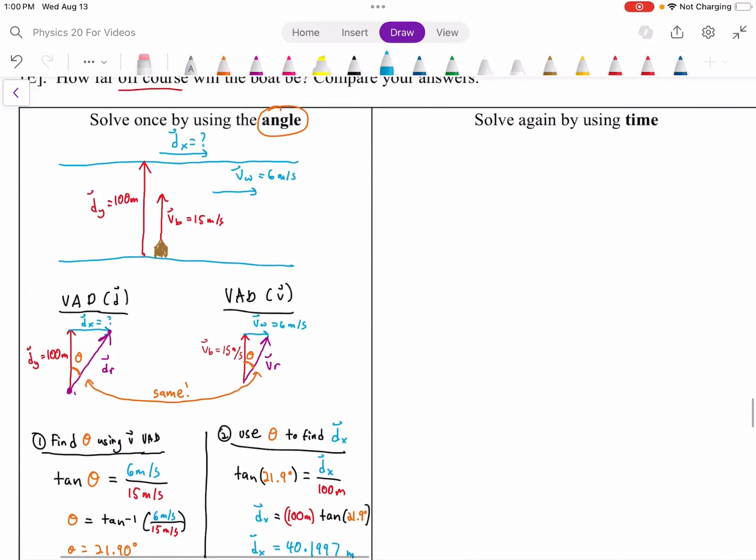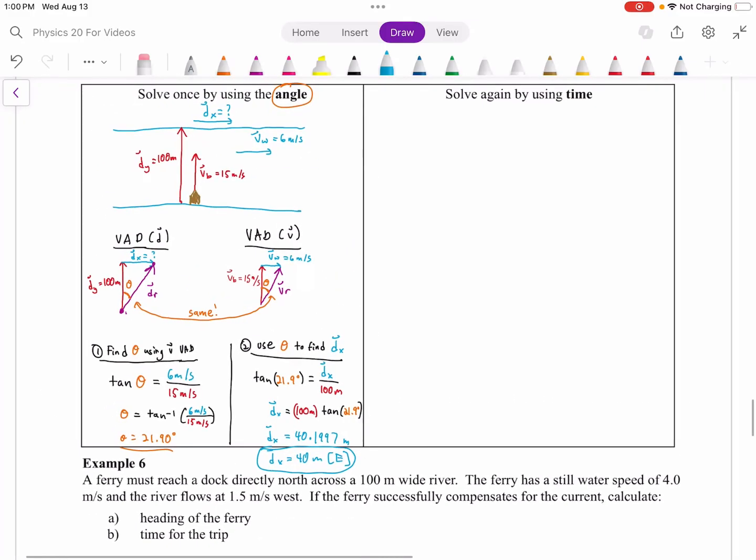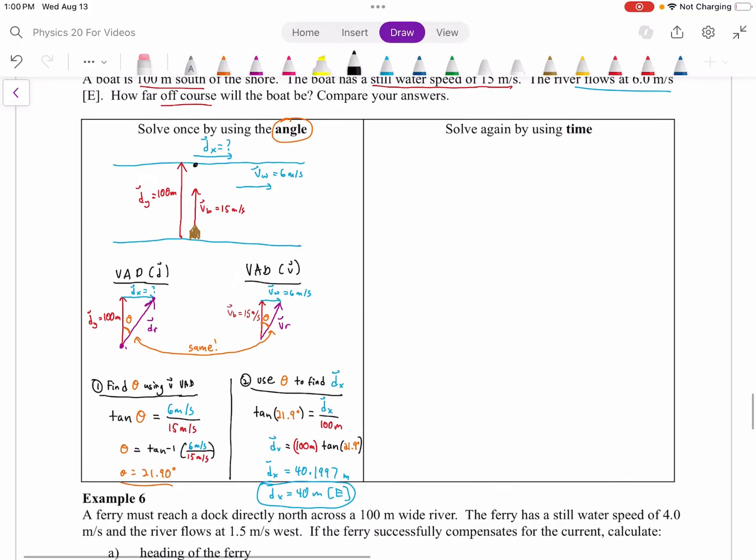And which way? Well, to the east, right? So what we've worked out there is that the boat will end up 40 meters east of where they were trying to go on the beach, okay? So 40 meters east of it. And again, all it required was thinking about how fast they're moving in each axis, right? How that relates to the angle, and then how that angle compares to the angle for the displacements.